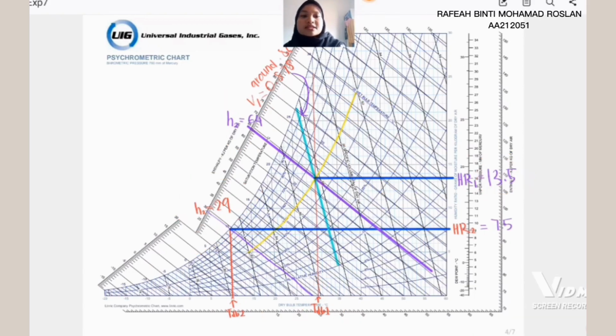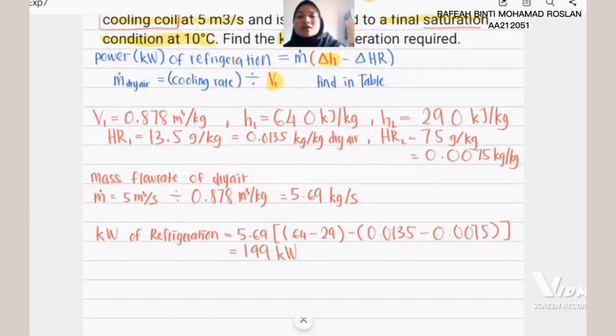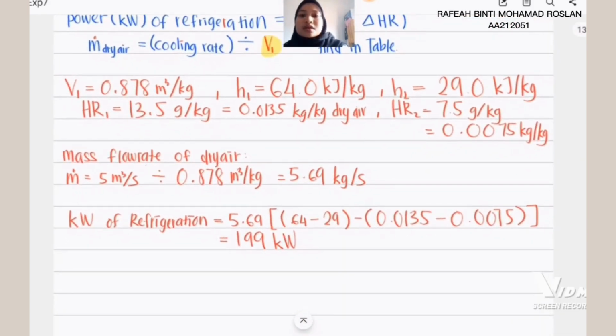After we get all this data, we can calculate what they want. First, we calculate the mass flow rate of dry air, which is 5 divided by 0.878, equal to 5.96 kilograms per second. The kilowatts of refrigeration is equal to 199 kilowatts by using the equation.